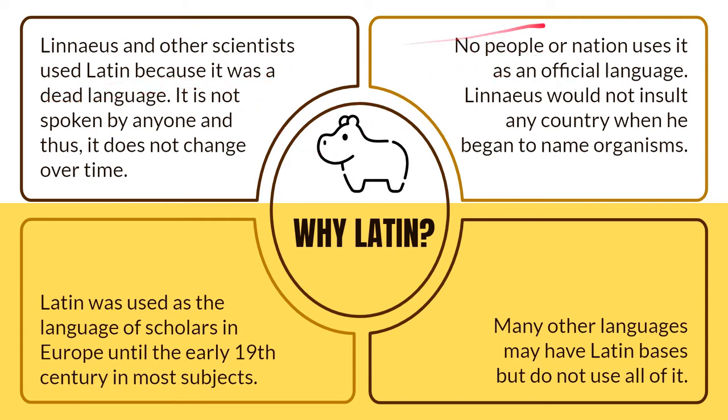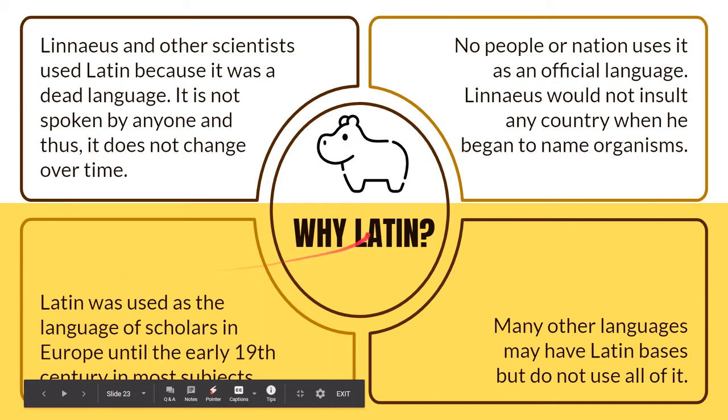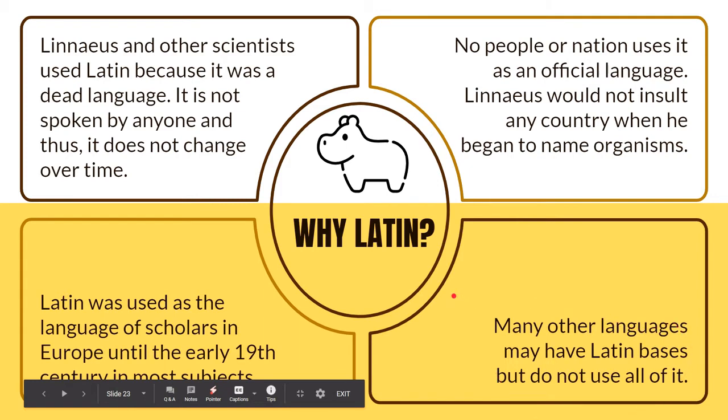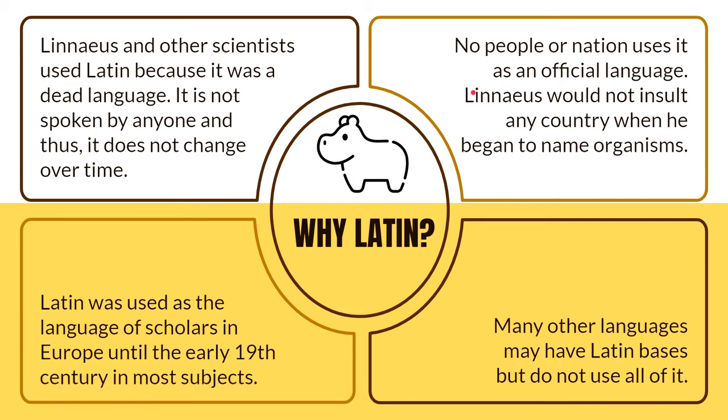Again, since it's already a dead language, no people or nation uses it as an official language. Linnaeus would not insult any country when he began to name organisms. So he did not offend other countries or show favoritism to any country. Aside from that, Latin was also used as the language of scholars in Europe in most subjects, so it persisted because of that. Now we mostly use English as our language of scholars, but back in the day it was Latin. So that's one of the reasons why it was chosen. And many other languages have Latin bases, or they base their modern language on Latin, but do not use all of it. So it will sound familiar, but it will not be used in daily conversation. So these are the four major reasons why Linnaeus chose Latin as the language in naming organisms.